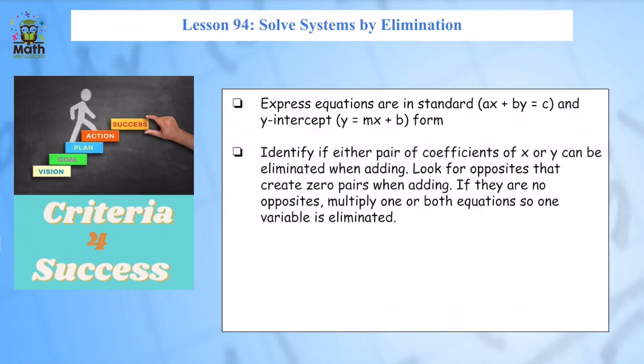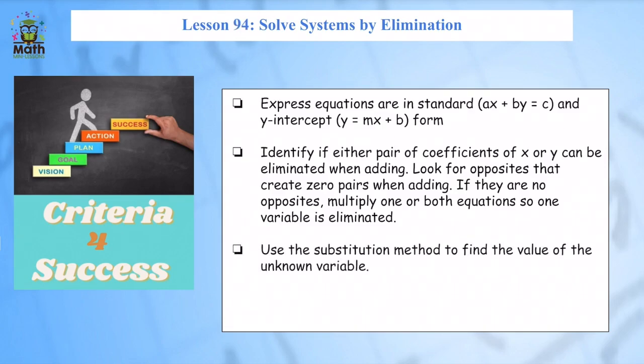Then this is where it gets interesting. A lot of great thinking work and so many options. You're going to identify if any pair of x and y can be eliminated when adding. You're going to look for zero pairs. You're going to look for opposites so that when you add them up, they will turn to a zero, eliminating x or y. And if there aren't any, you get to use multiplication to create zero pairs. So watch how I do that in this next model.